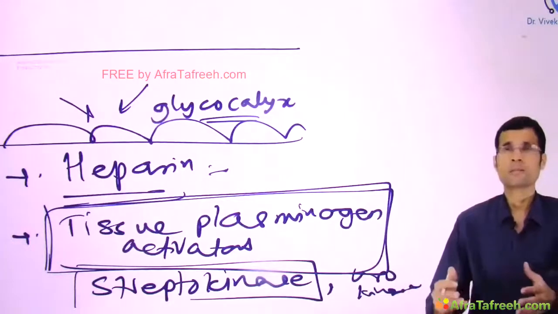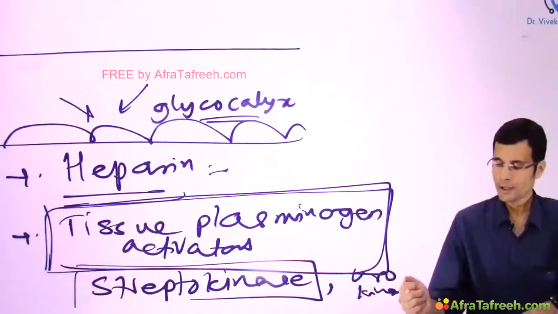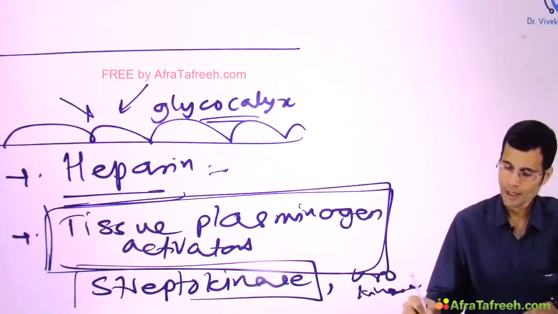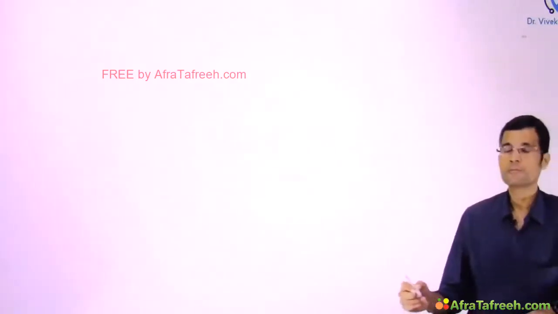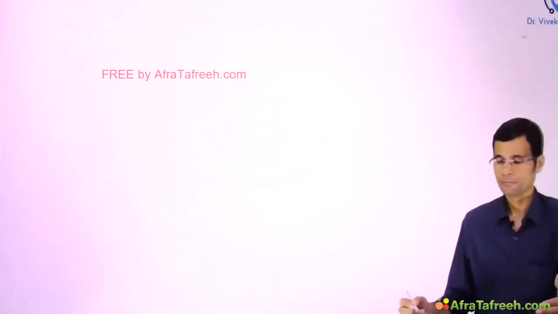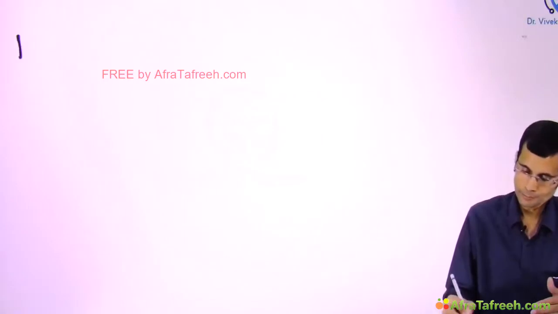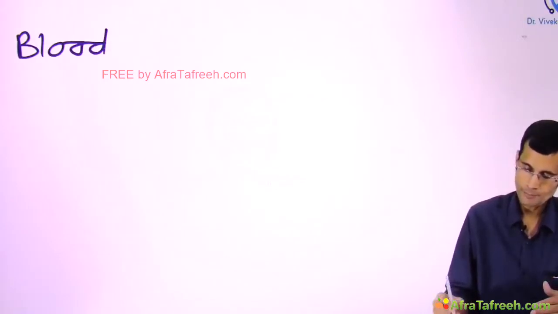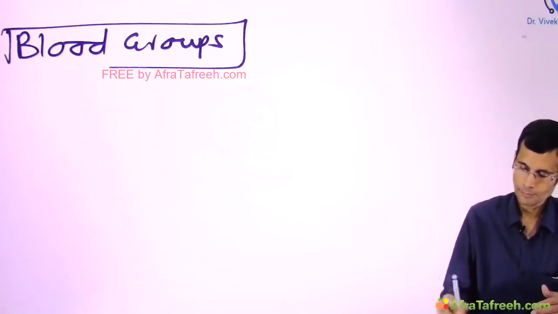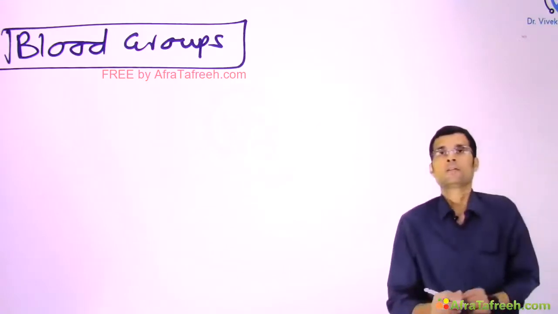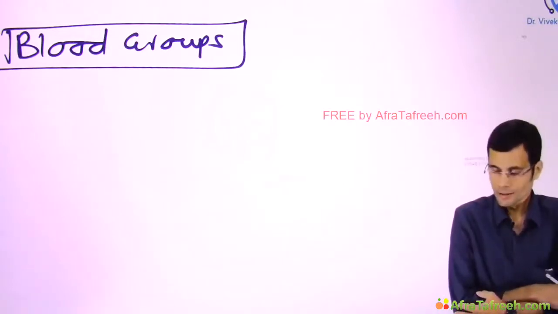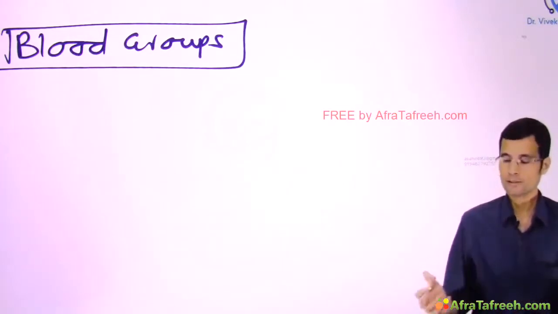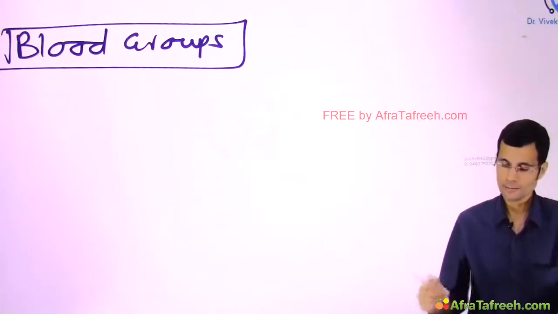So these are some of the anticoagulants or anticoagulant mechanisms. Let's now talk about the blood groups. What are blood groups? Basically, population is divided based on presence or absence of certain antigens.